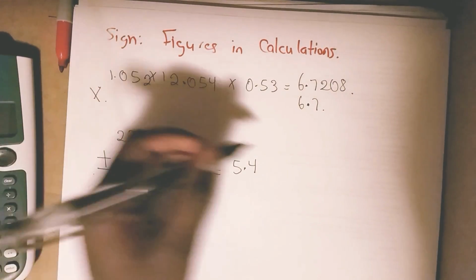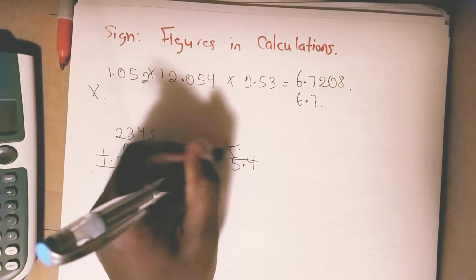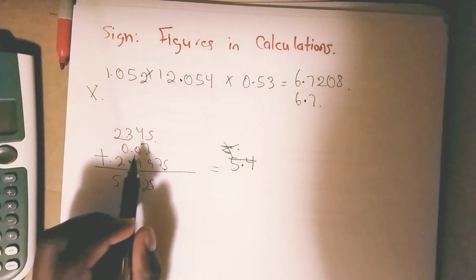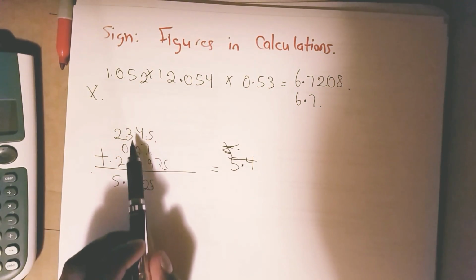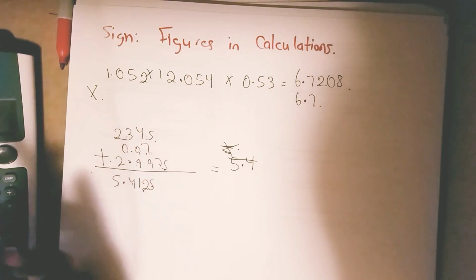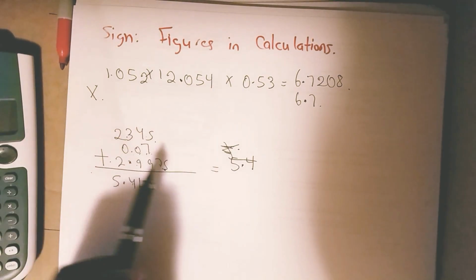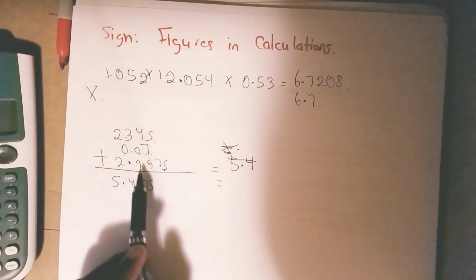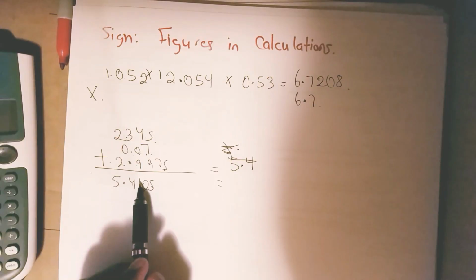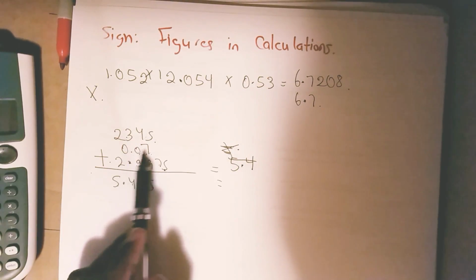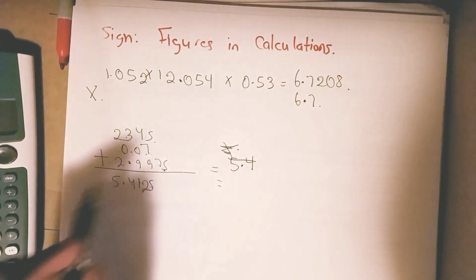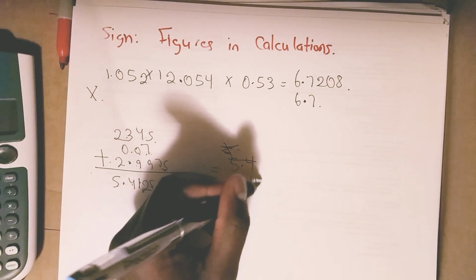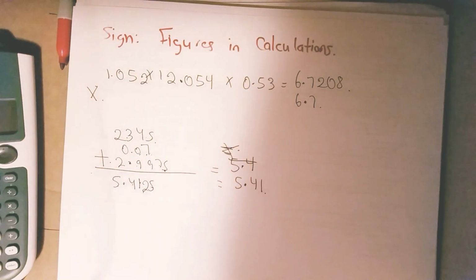Okay, that's wrong. That's not it. When you add, you take the least amount of decimal places. So in this case, it's 2 decimal places. So you take the least amount, 2 decimal places, 1, 2. Right. So the least amount of decimal places is 2. So the answer would be 5.41. That's how you do it when you add.